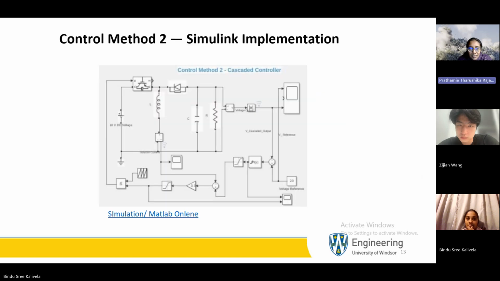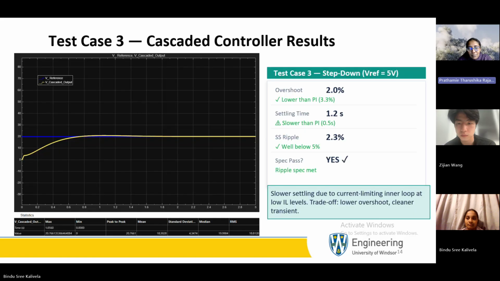This is our cascaded control built in MATLAB Simulink. The key feature here is the saturation block, which automatically enforces a hard current limit of 6.9 amps, giving us built-in overcurrent protection. This is the main advantage of the cascade control method. Next slide, please.